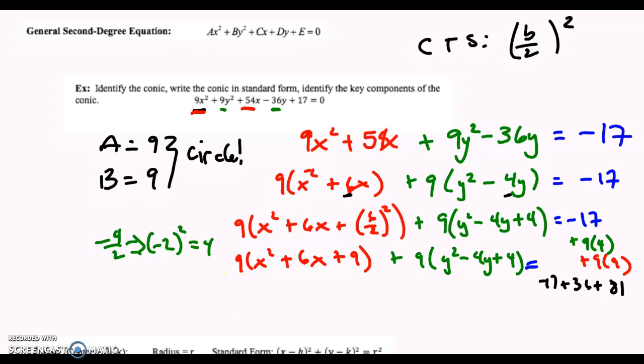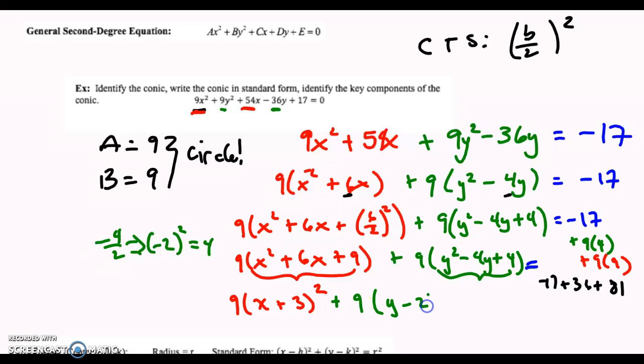Now I'm almost done. I have 9, and this is a perfect square trinomial. We can write it as x plus 3 quantity squared. In the green, I still have the plus 9, and this part was also a perfect square trinomial. It was y minus 2 quantity squared. On the right side of the equation, I combine all these numbers, and it looks like I'm going to end up getting 100.